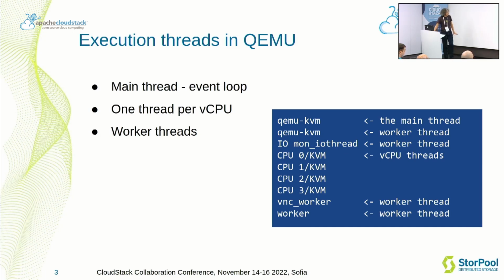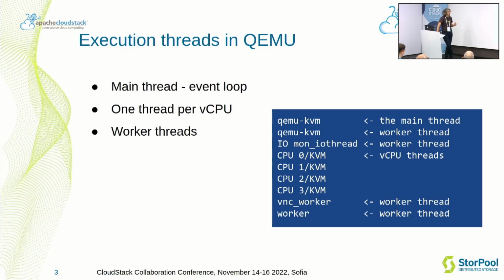QEMU implements a hybrid model of processing asynchronous events. There is one main thread that runs an event loop that processes all the I/O events in sequence. Because it is a single thread that processes all these events, it requires that all the event processing be asynchronous and non-blocking.